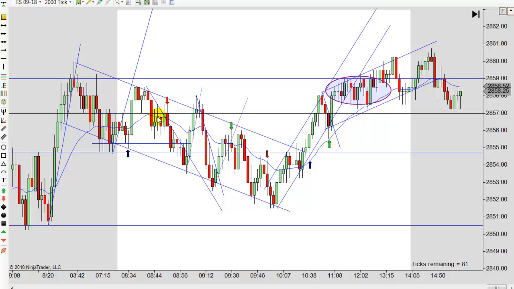Again, I don't really like that setup. It is a failed second entry long, and if you'd have taken it, it would have worked. But it's really kind of right back into these lows here. But when it tries to go higher again and fails, you made this high, you tested it once, you tested it twice. It's a failed second entry long.